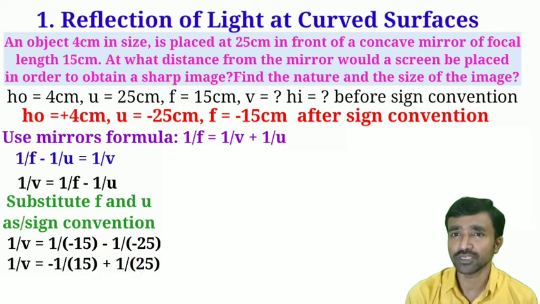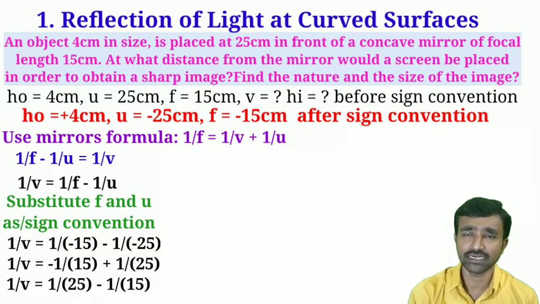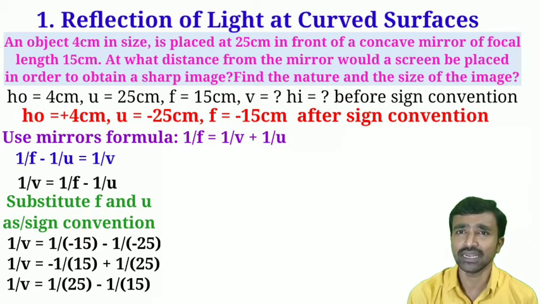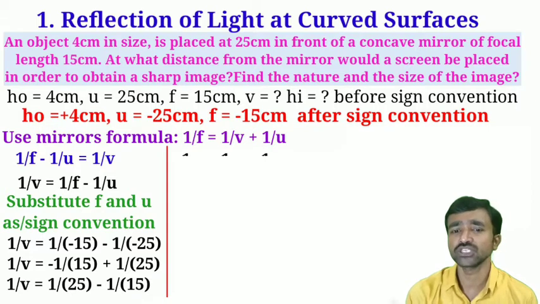Why did it become plus? Because of the minus minus product. So 1 by 25 is written as positive. Then I write the positive value as the first term, and the negative value as the second term. It will make it easy for you without any confusion in sign. So here: 1 by 25 minus 1 by 15.